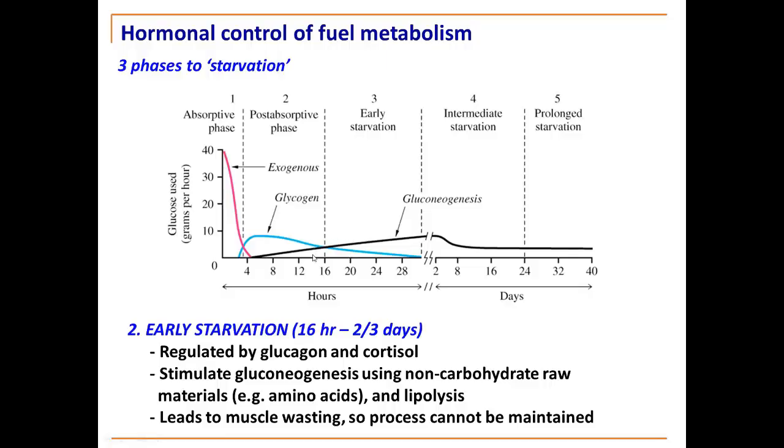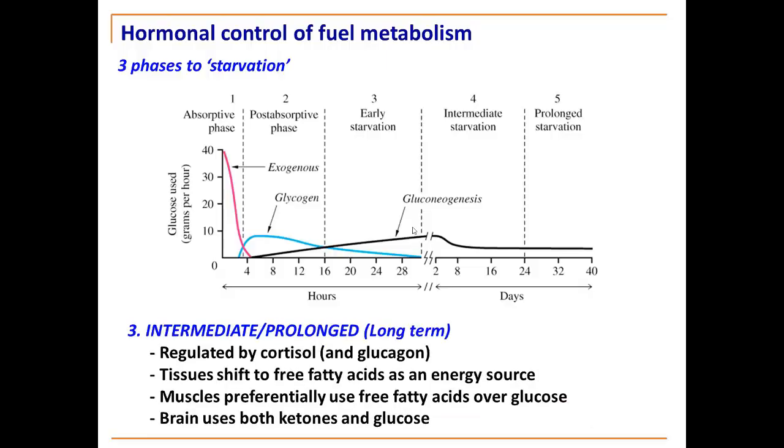But we couldn't maintain this early starvation phase. We've run out of glycogen, okay? And so we're having to use amino acids only at this point. That's not sustainable, okay? Because it would lead to muscle wasting, so it can't be maintained. So in that intermediate and prolonged starvation, we start to produce ketones. And this is regulated by cortisol and glucagon.